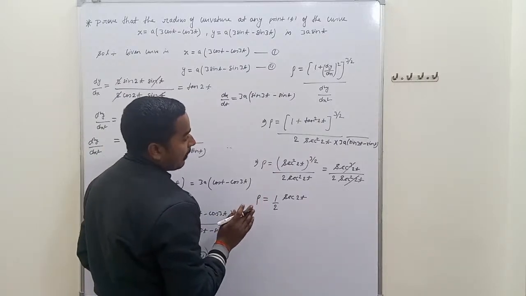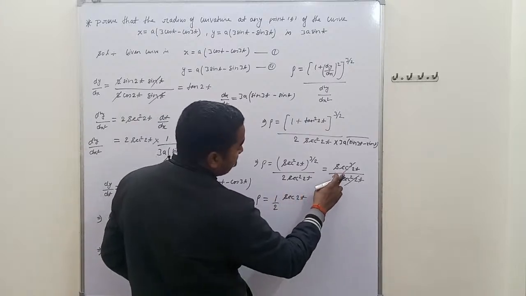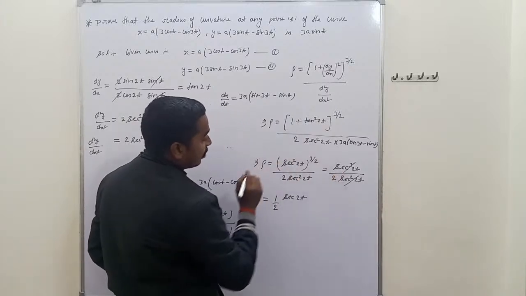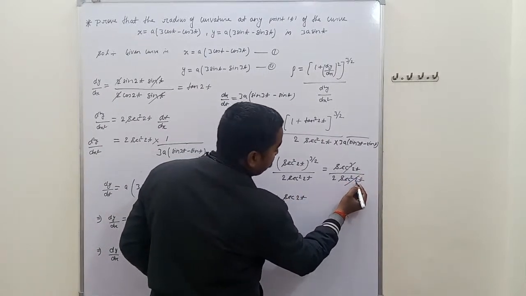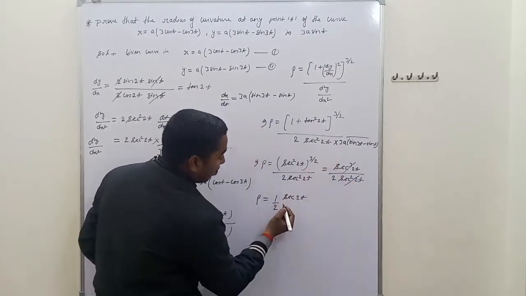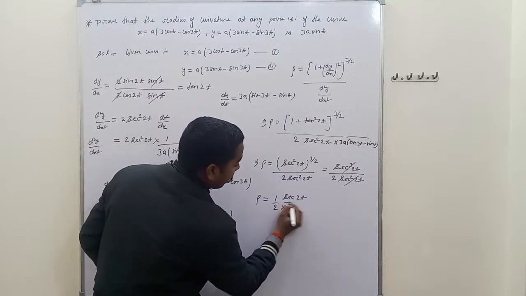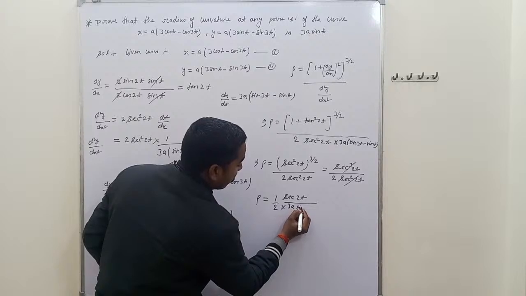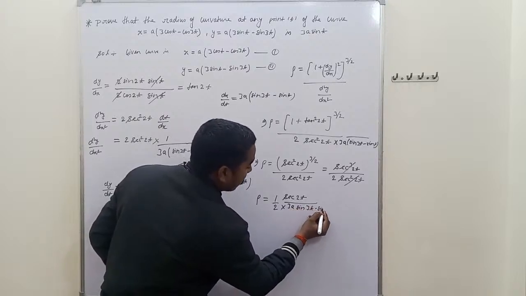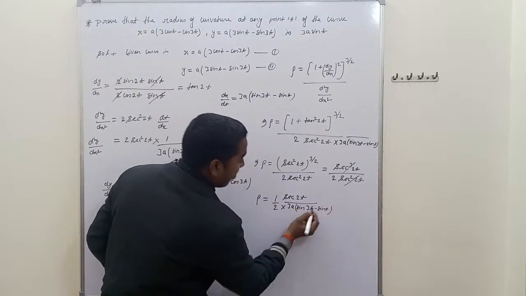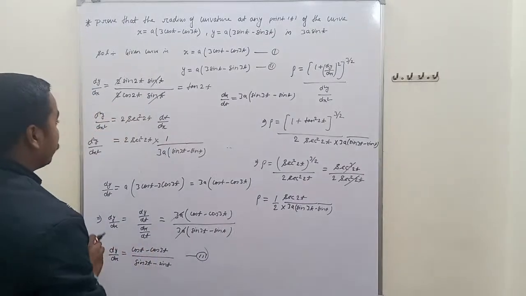Once again, from here sec square 2t and 2t are cancelled out, and the remaining is the multiplication with 3, and we have to multiply here, that is given by 3a and sin 3t minus sin t, and we have to use the formula again, sin c minus sin d here.